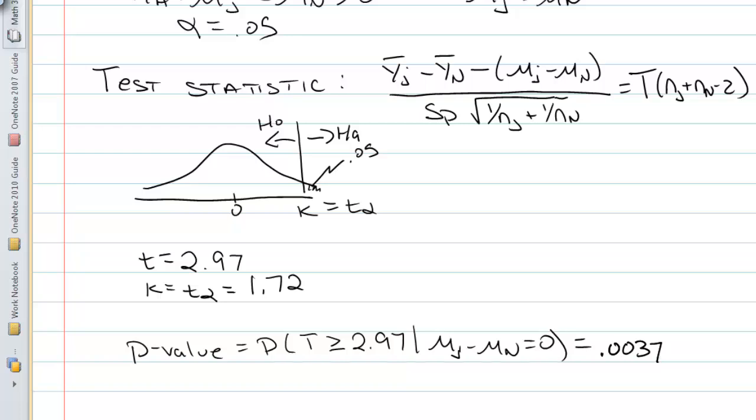0.0037. Interpretation: given that there was no difference in the mean rates between juvenile and nestlings, the probability that I would observe the sample numbers that I did, that being 0.041 and 0.026, is 0.003. Very unlikely, therefore I reject.